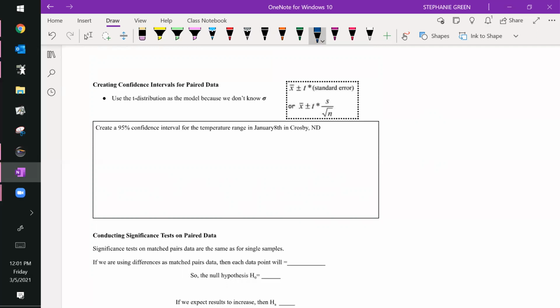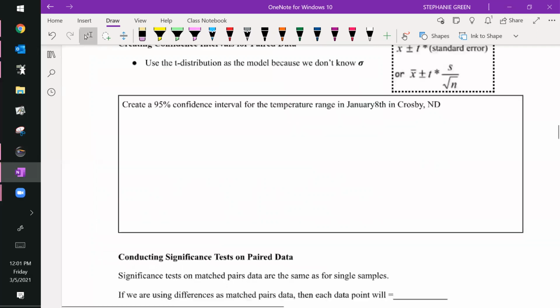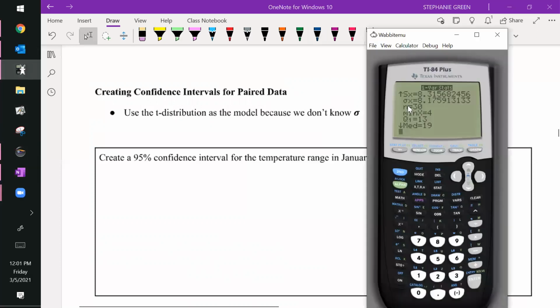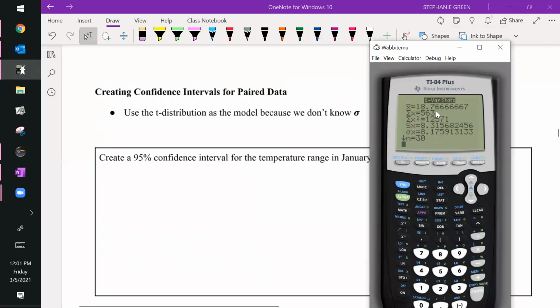Basically, since we have matched pairs data, these statistics, the x bar and the s, are now going to come from the differences. They were sort of that third column where we subtracted the data. Other than that, there's really no difference. So if I go back to what I had here, were we looking at the same data? Yes, we are. Okay, good. So again, this was the 1-Var Stats for my third list, which gave the differences in temperatures. It was the difference of two lists. So my x bar is 18.77. So I'll write this down, 1-Var Stats.